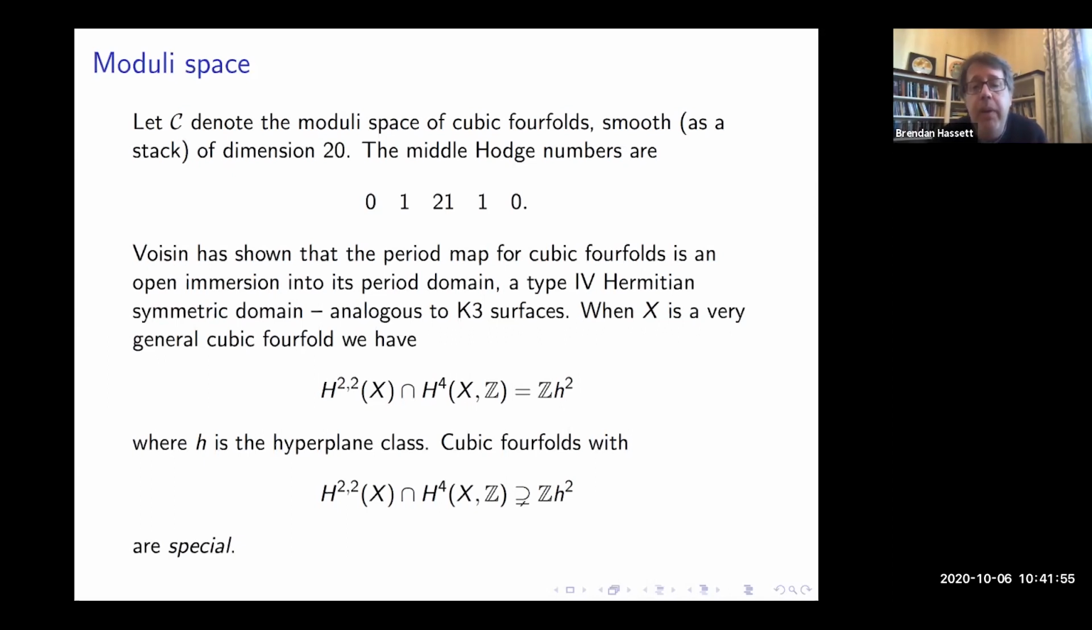When you have a general cubic fourfold and you look at the Hodge classes in the middle dimension, so the Hodge classes in H4, a general cubic fourfold, away from a countable number of special subvarieties, has just the square of the hyperplane class. So those are the only algebraic cycles in the middle dimension. But it's possible for a cubic to have additional cycles beyond the hyperplane class. And in that case, we'll say that the cubic fourfold is special.